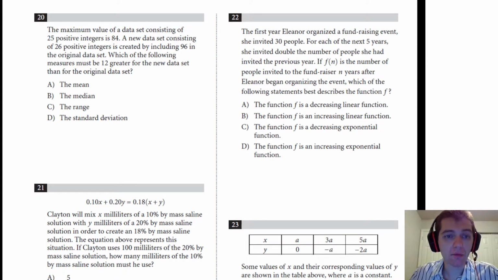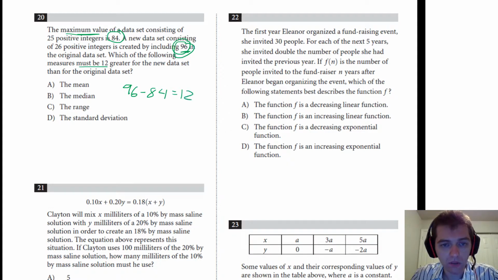Problem 20. The maximum value of a data set containing 25 positive integers is 84. A new data set consisting of 26 positive integers is created by including 96 in the original data set. Which of the following must be 12 greater for the new data set than for the original data set? The first thing to check is, all we've done is added 96 to the original data set, and 84 was the previous maximum of that data set, and the new maximum is 96. So that'll tell you how much you've increased the maximum by, just taking 96 minus 84, which is equal to 12. So we're saying it must be 12 greater. That's what they're looking for.